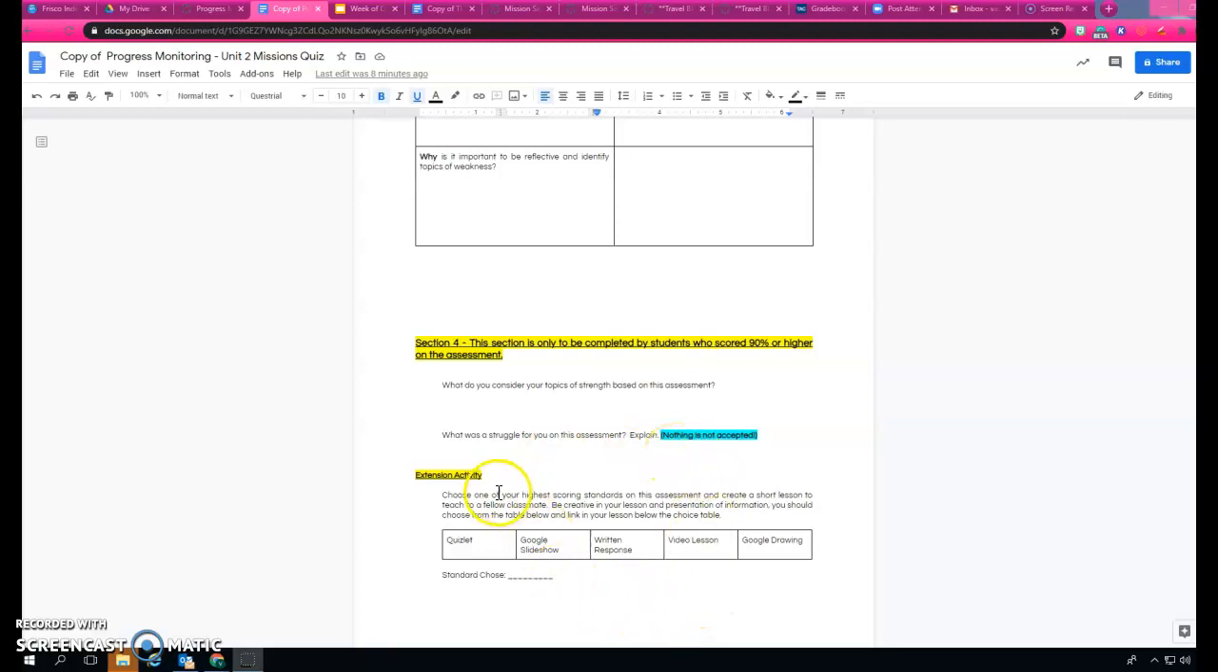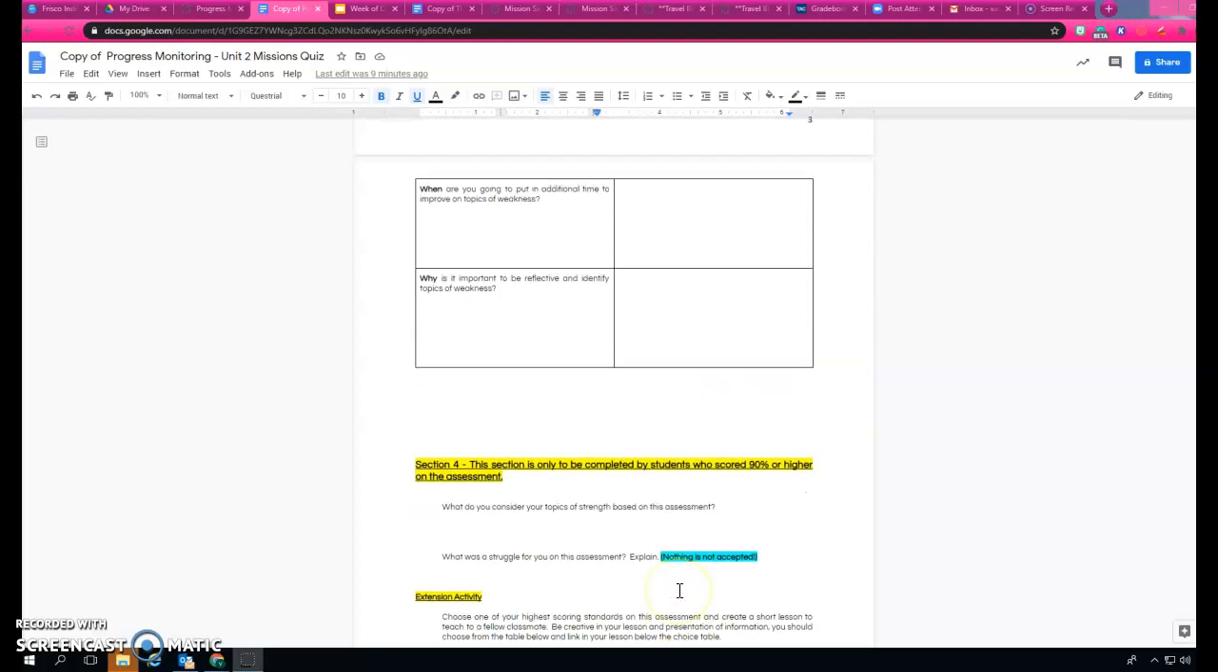The last piece of this is the extension activity. You will choose one of your highest scoring standards and create a lesson to teach to a fellow classmate. You have to choose a way to present this. It can be a Quizlet, a slideshow, written response, video, or Google Drawing. You need to enter the standard that you chose here, and then you will link in the lesson that you're going to teach to your fellow classmate down here below.